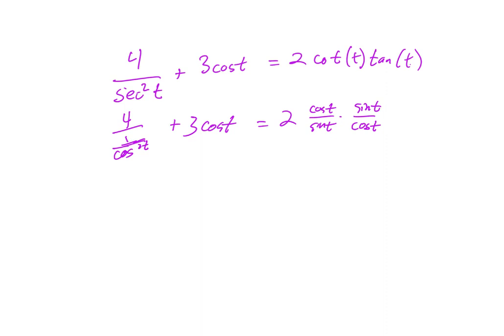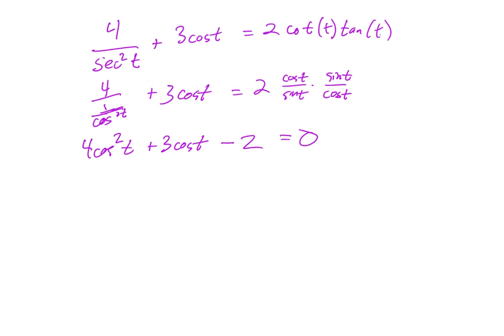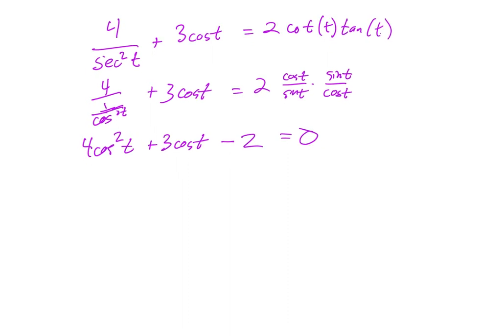All right. So to simplify this fraction, dividing by a fraction is multiplying by its reciprocal. So I end up with 4 cosine squared t plus 3 cosine t minus 2 equals 0, because this was 1. So I'm going to just subtract the 2 over. Hey, it's a quadratic, but we can't factor it. If we can't factor it, then we're going to use, that's right, folks, the quadratic formula.